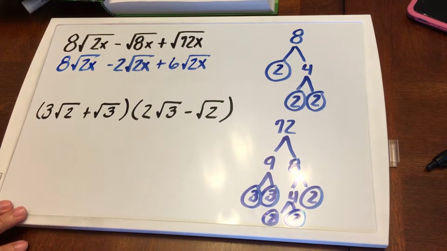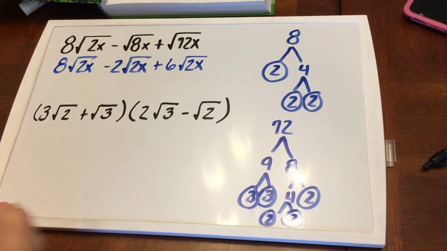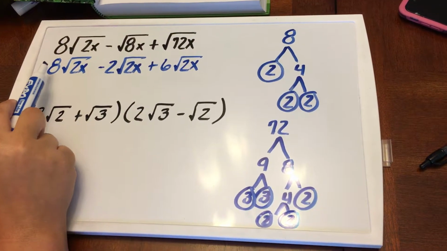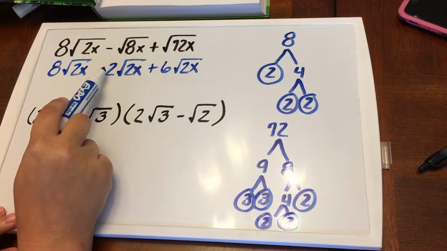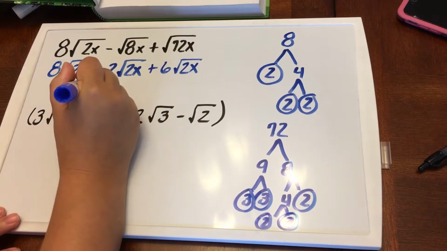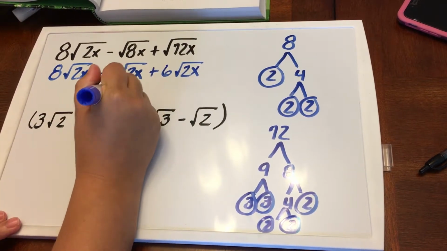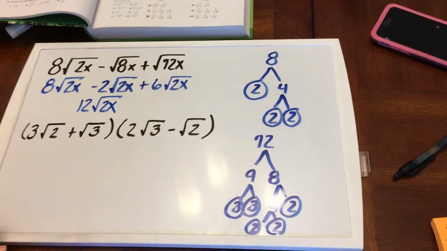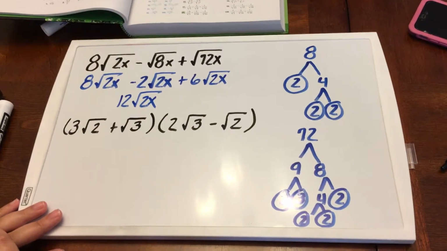Now, here's where some people will make the mistake. When you go to simplify this, you just add or subtract the whole number portion. So 8 minus 2 is 6, plus 6 more is 12, and then just bring down that square root of 2x. You do not add the 2x's, you just bring them down.